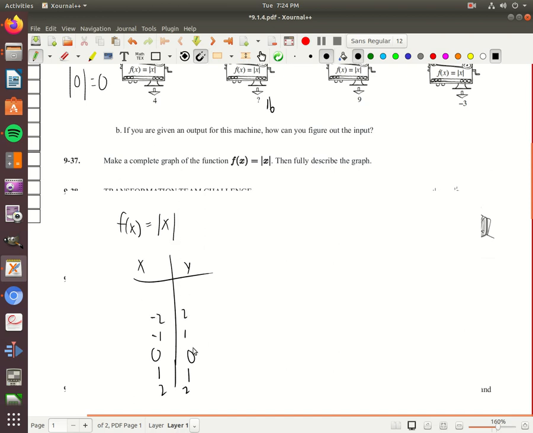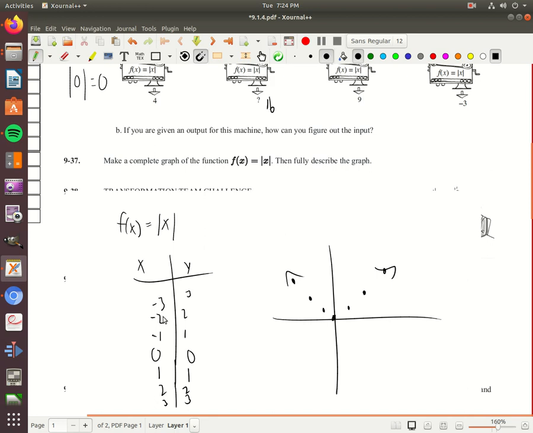I think you see where I'm going with this. If I plug in 3, I'll get 3, just like if I plug in negative 3. So let's go ahead and take a look at what if we graph this. I go negative 3, 3, that would be like this. Negative 2, 2 would be like this. Negative 1, 1, 0, 0, 1, 1, 2, 2, and 3, 3. So I get this V shape.